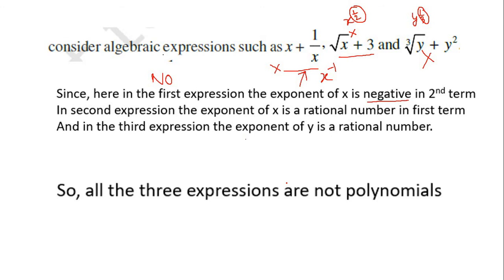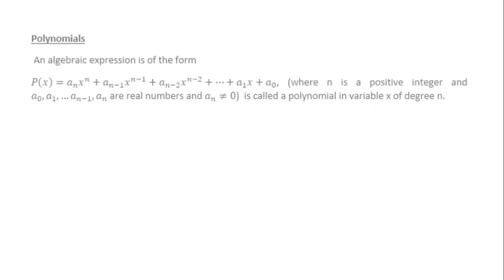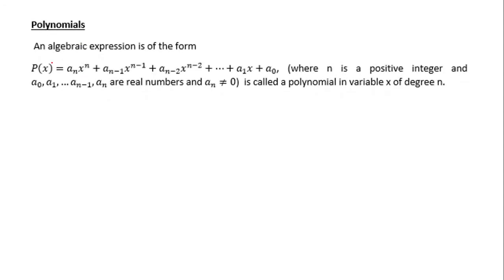So from here I want to generalize the definition of polynomial. A polynomial in one variable is an algebraic expression of the form an x to the power n plus an minus 1 x to the power n minus 1 plus an minus 2 x to the power n minus 2 plus and so on, a1x plus a0, where a0, a1, till an, they all are real numbers and an should not be 0.